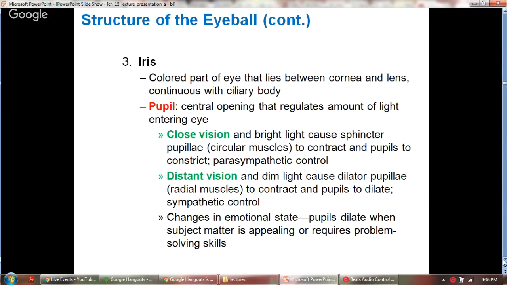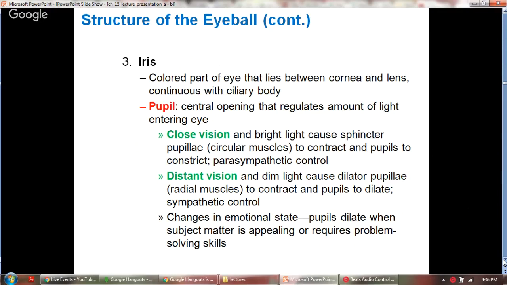The iris is the colored part of the eye which lies between the cornea and the lens, and it continues with the ciliary body. So on the iris, you encounter the pupil. It's a central opening. It's not a structure, it's actually an opening which regulates the amount of light entering the eyes.